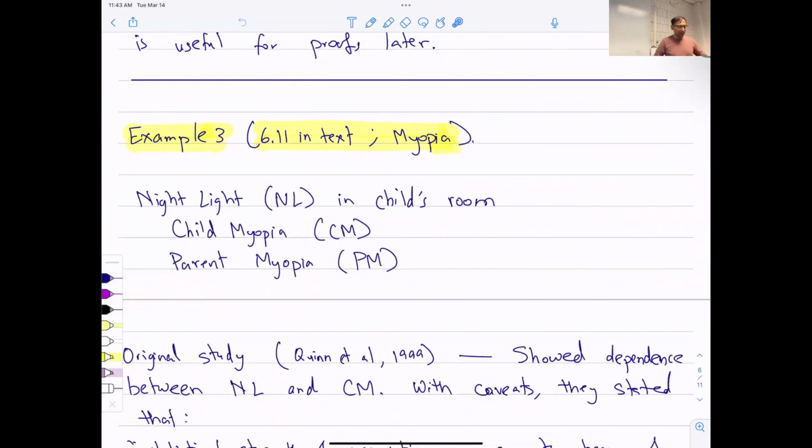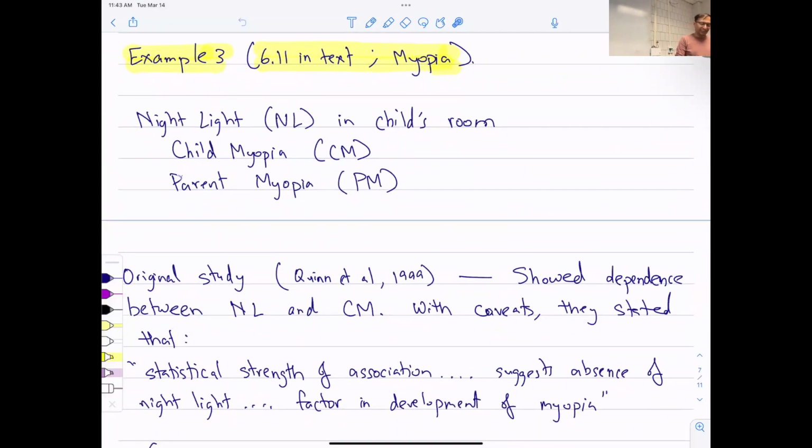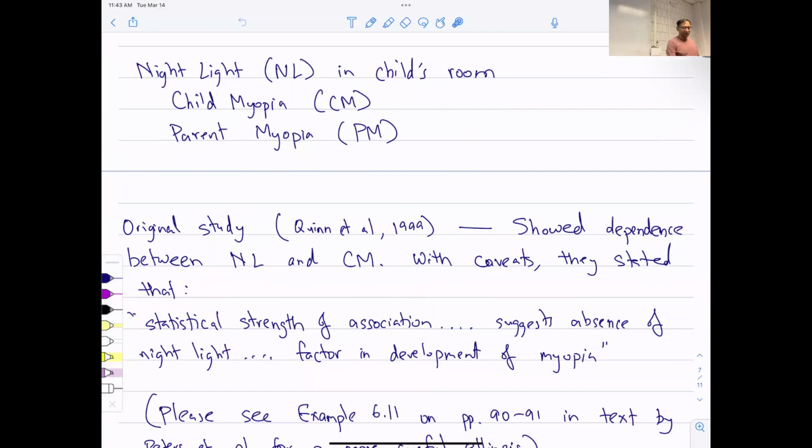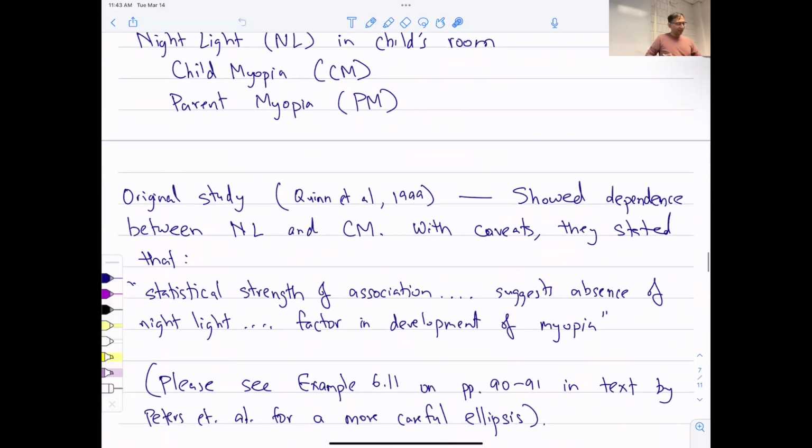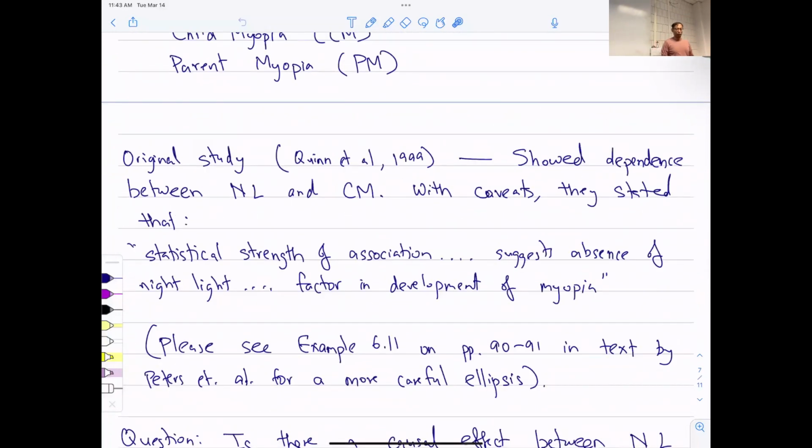Okay, so let's go back to this. This was a study between night lights, child myopia, and parental myopia. This is a paper from 1999, and this example is in the book. If you want much more detail, 611 is the textbook example. It showed a dependence between night light and child myopia, with caveats. The paper said the statistical strength of association suggests absence of night light is a factor in development of myopia. This is a certain hedge. If you want a more careful one, go to the book. It's a much sharper claim than maybe what the authors intended, but it is a hedge nevertheless.